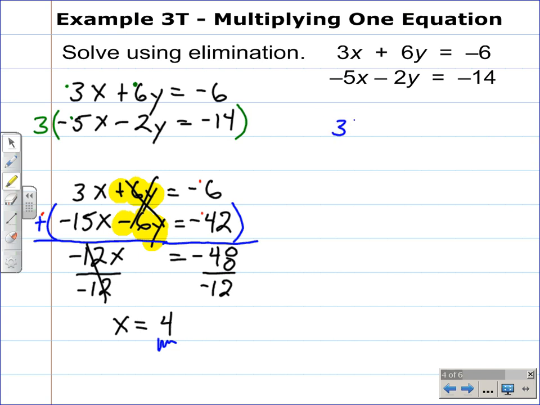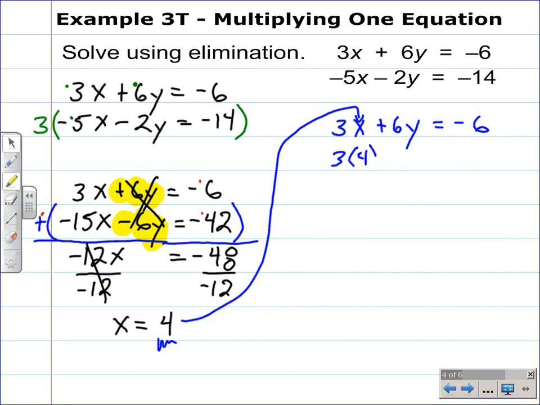And I always write it down. 3x plus 6y is equal to a negative 6. Substituting 4 in for x, that gives 3 times 4 plus 6y is equal to negative 6.